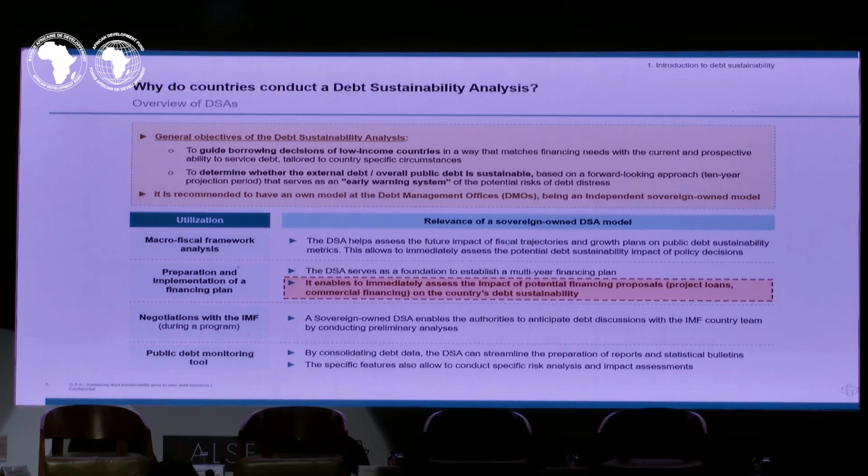It also supports the design of multi-year financing plans, and especially enables governments to anticipate the discussions with external stakeholders, including the IMF and other partners, therefore strengthening a sovereign's negotiation position. So it is an extremely important tool as well to be used internally by the sovereign. In this matter, a sovereign-owned DSA allows the country to run independent and credible analysis that would help it in its further negotiations with the other stakeholders.